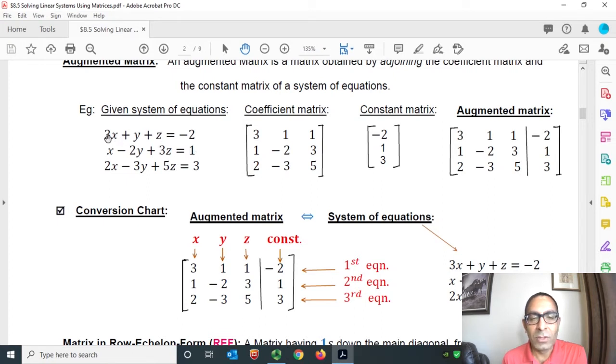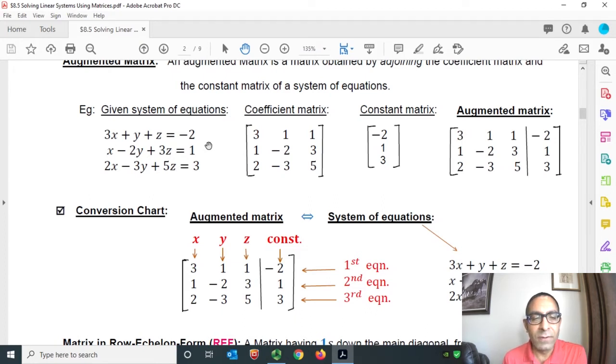Here, the coefficients from the first equation are 3, 1, 1. Similarly, from the second equation, 1, minus 2, 3. Similarly, from the third equation, the coefficients are 2, minus 3, 5. So this matrix is called the coefficient matrix.